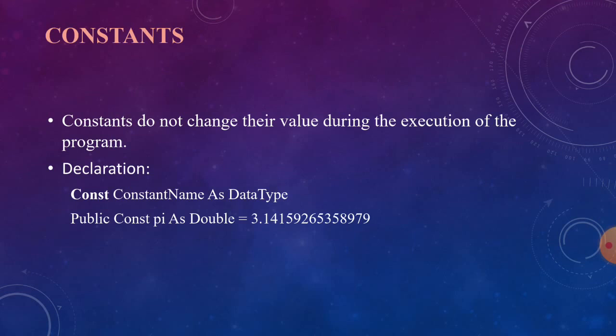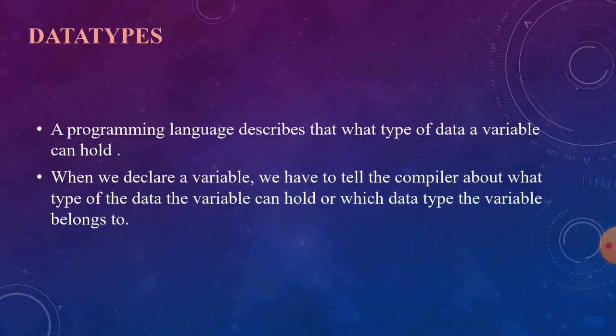If you want to declare a variable, we declare it by using the dim statement, that is, by using implicit or explicit declaration. Whereas if you want to declare a constant, first of all we must use the keyword const, next we must give the constant name as, and next the data type. That is the difference between a variable and a constant.